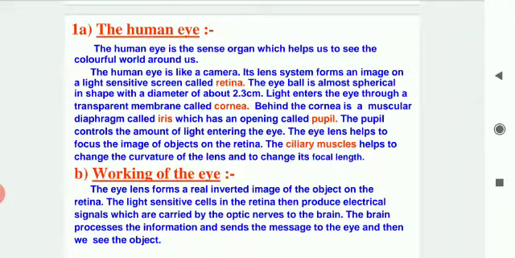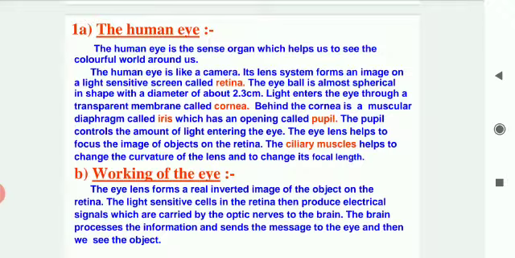The eye lens helps to focus the image of the object on the retina. The ciliary muscles help to change the curvature of the lens and to change its focal length. Dear students, you must remember the functions of all these red color highlighted words.